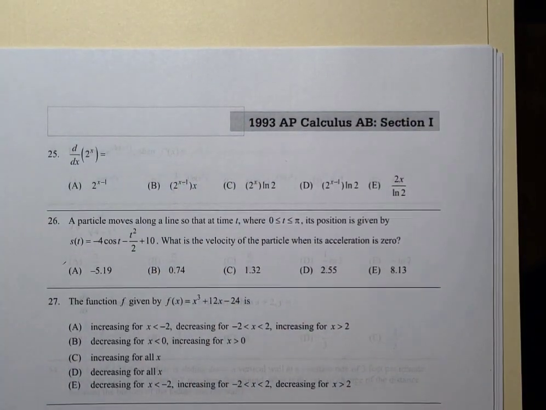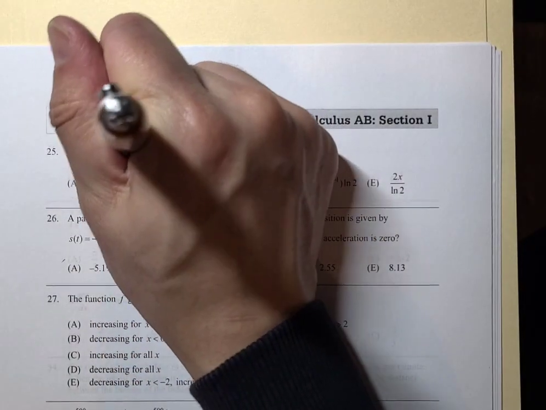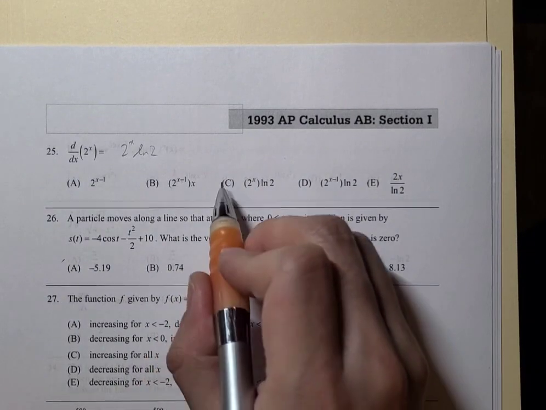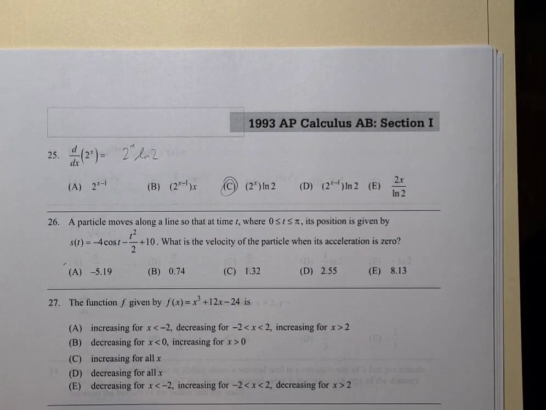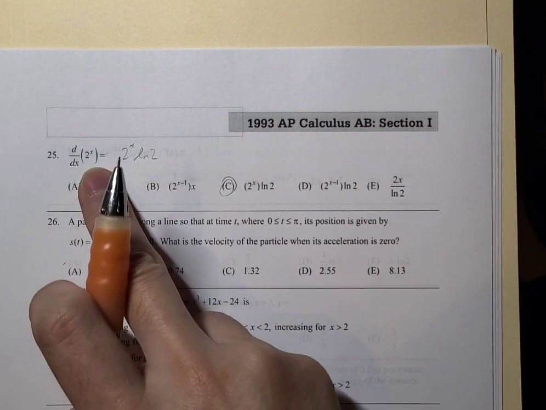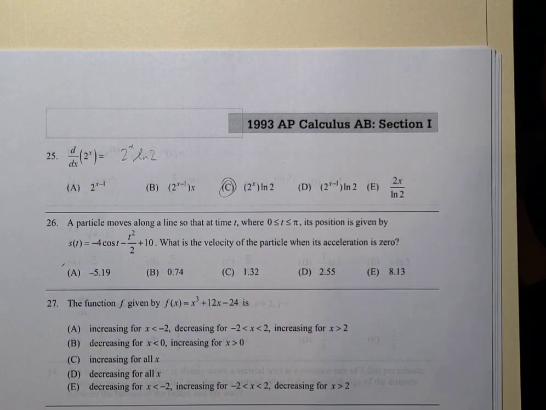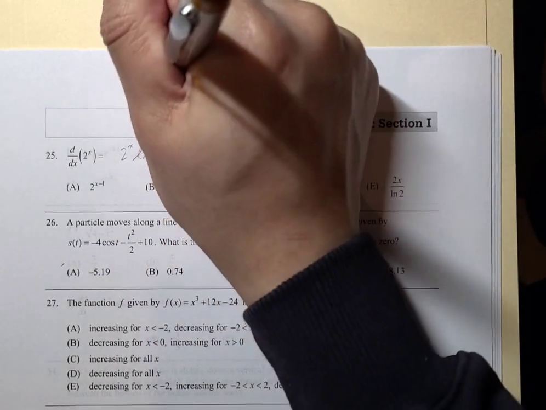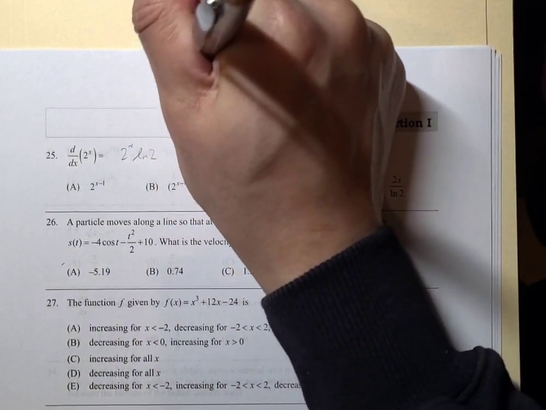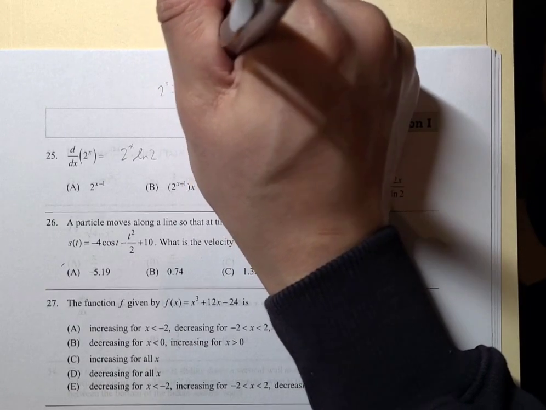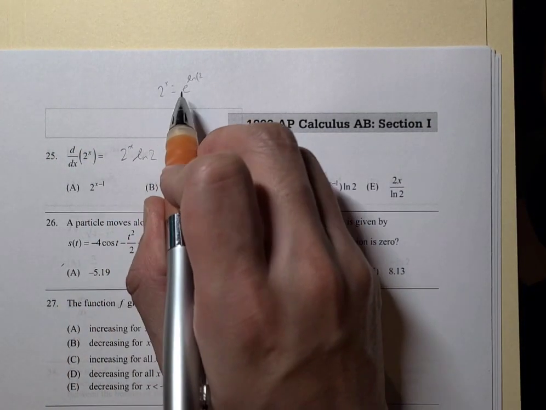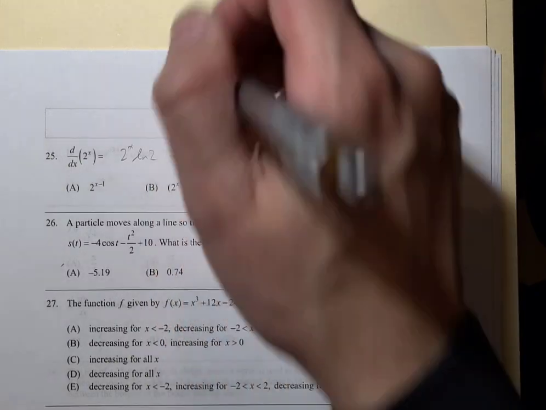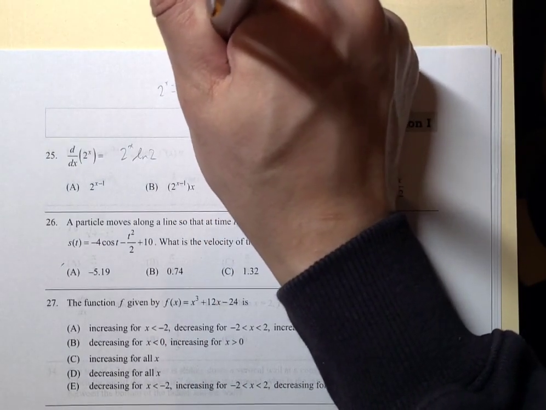This guy's the simple derivative. If you remember it, then that's great. It's 2 to the x times ln 2. That's C. Okay. If you don't remember it, you can rewrite it in terms of e. That is totally valid too. Because you can rewrite 2 to the x as e to the ln of 2, so e to the (ln of 2) times x.